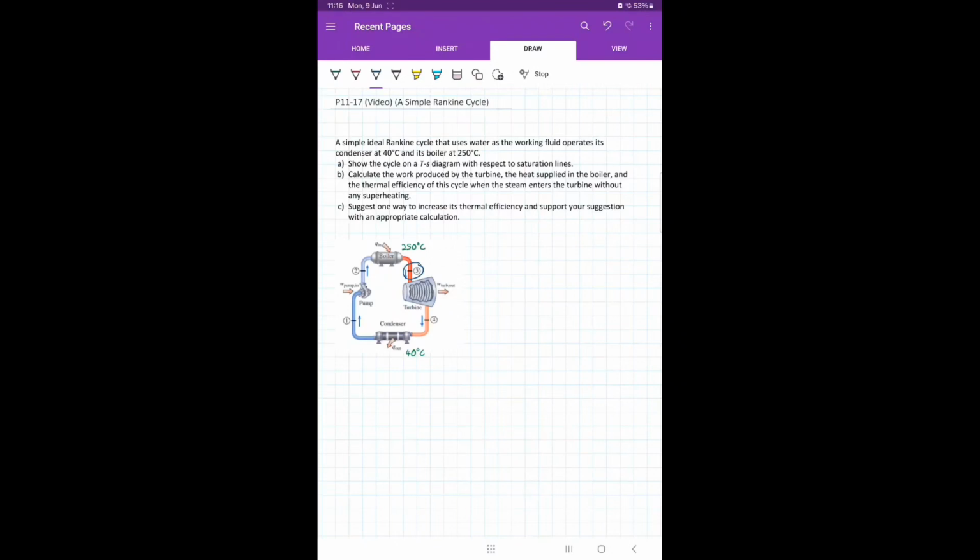And then I add one more question where you need to suggest one way to increase the thermal efficiency of your cycle, and you need to support your suggestions with an appropriate calculation. Okay, let's start with the TS diagram.